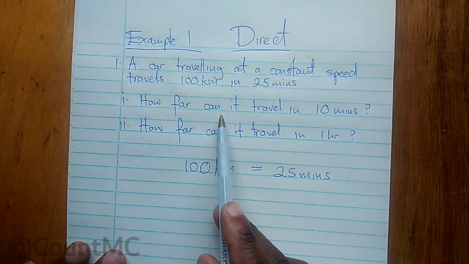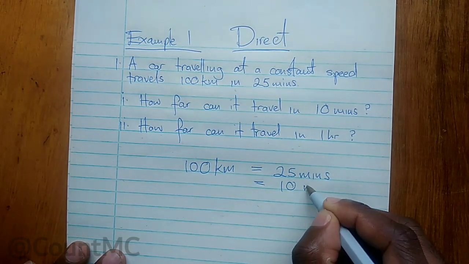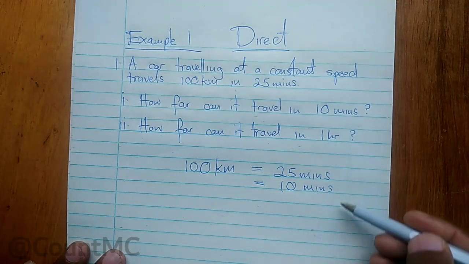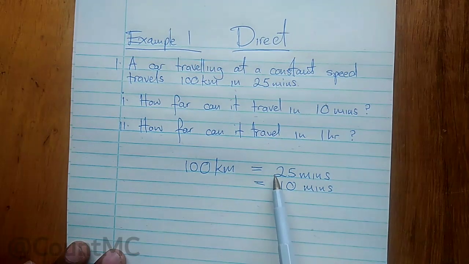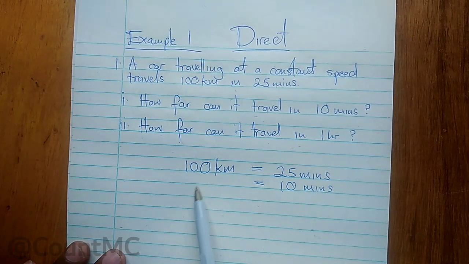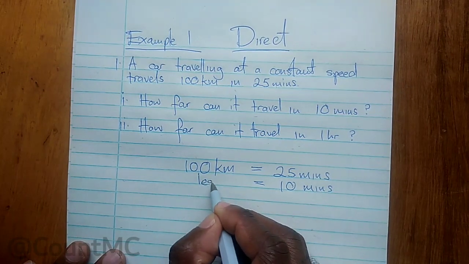How far can it travel in 10 minutes? So you come here and you write 10 minutes, all the minutes to one side, all the kilometers to one side. Now we want to know how far it will travel. In 25 minutes, it covered 100 kilometers. What do you think happens in 10 minutes? It should cover less than 100 kilometers. So this will be less.